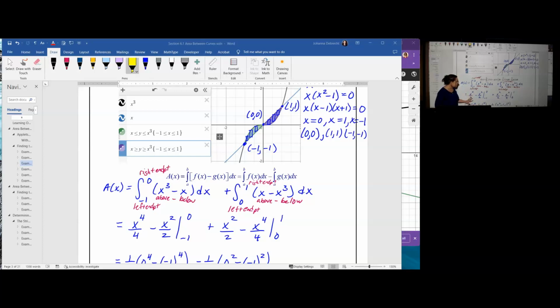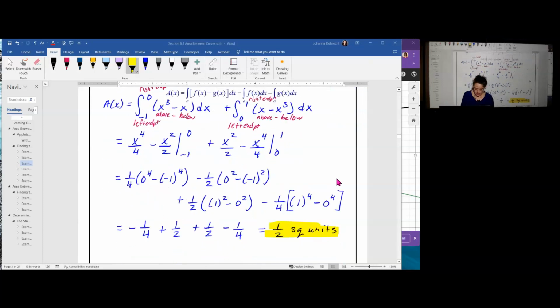In this case, for the first, we get x to the fourth divided by 4 minus 1/2 of x squared between -1 and 0. And then we have the opposite, 1/2 x squared minus 1/4 x to the fourth between 0 and 1. Substituting in the values and combining our terms, we end up with 1/2 of a square unit.